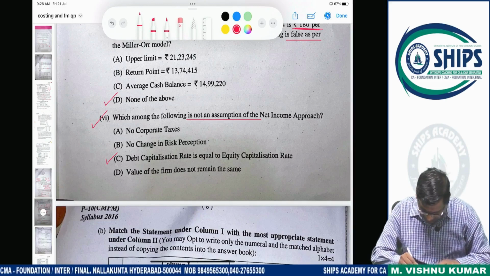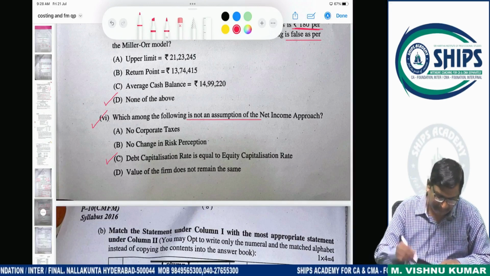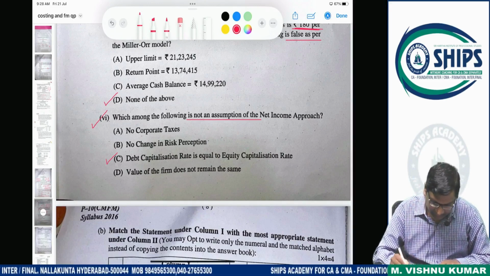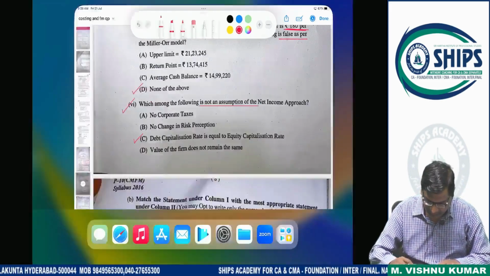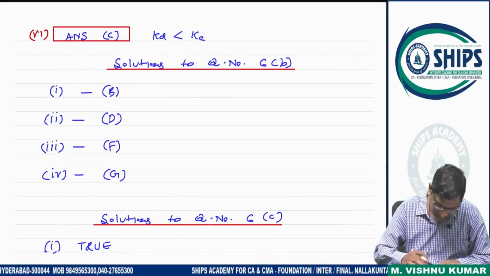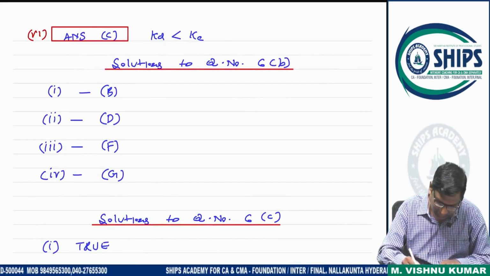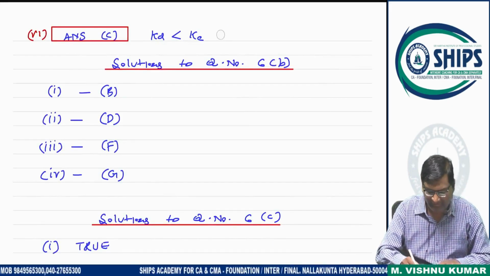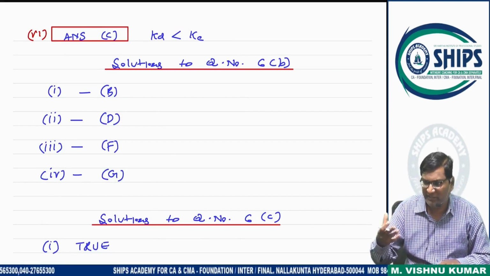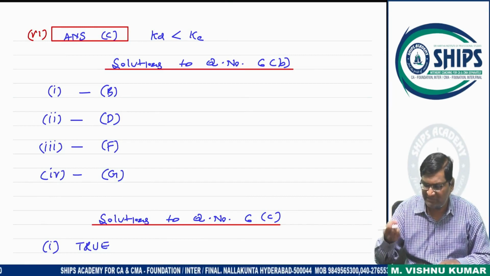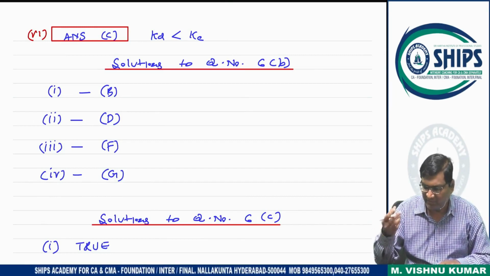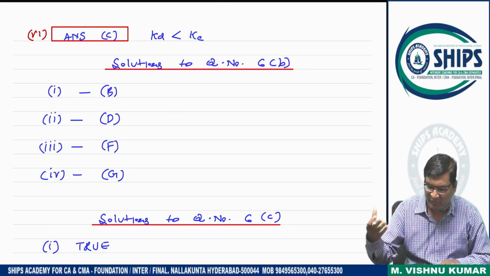Debt capitalization rate is equal to equity? No, this will be different. Debt rate will be different, equity rate will be different. So this is not an assumption. So answer is C, because cost of debenture is less than cost of equity. Always, you know, equity shareholders will have more risk, so their cost will be high. Debenture holders will have less risk, so their cost will be less. So cost of equity is always higher than cost of debentures.